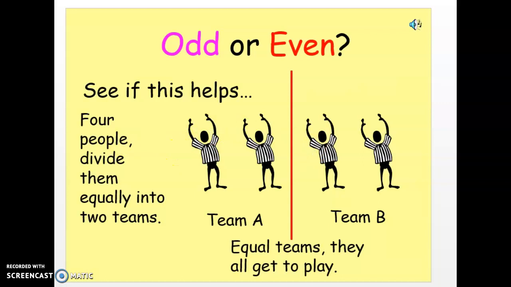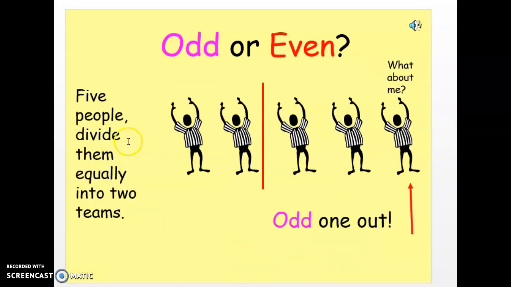But let's say you have a team of 5 people. Divide them equally into 2 teams. You realize the first team will have 3 and the other 2. Then what about this one? This one here, it's an odd one out. So that means 5 people cannot be divided evenly by 2, equally by 2. So 5 becomes an odd number.